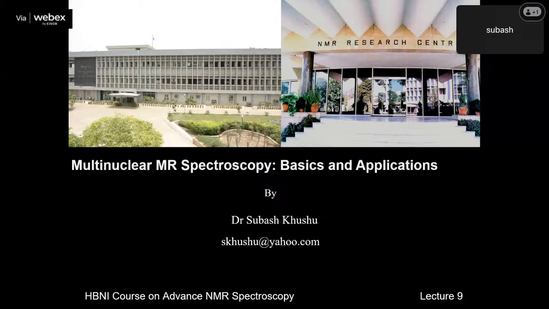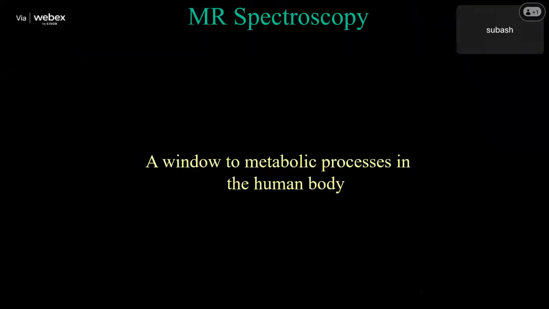So this is another parameter. We talked about the contrast parameters in MRI or NMR, and this is a contrast parameter called chemical shift. The whole of spectroscopy is based on the concept of chemical shift. So what is NMR spectroscopy? It is a window to metabolic processes in the human body. It gives you an idea about what metabolic reactions are taking place, what the byproducts are, and how these byproducts change with the disease process or otherwise. Suppose you are doing some exercise, how your metabolites and energy metabolism change. So you can look at these processes happening in in vivo conditions.